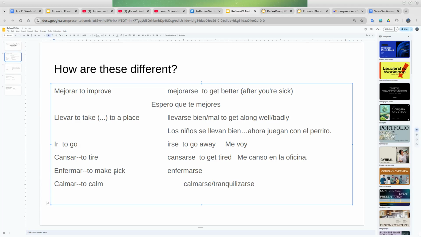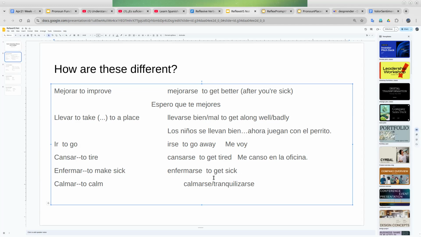Enfermar means to make somebody sick, like a food made you sick, or maybe the bad air had a lot of pollen and awful stuff in it to make you sick. But enfermarse is, again, kind of a change of physical or emotional state. So we use this idea of get again with the se of a reflexive, to get sick. Okay.